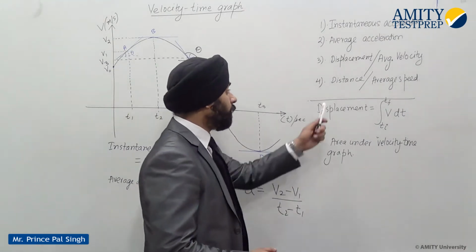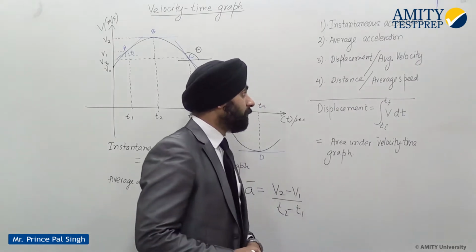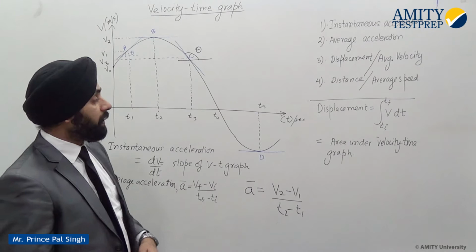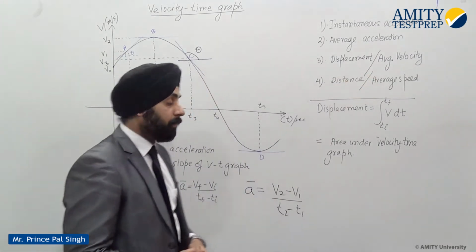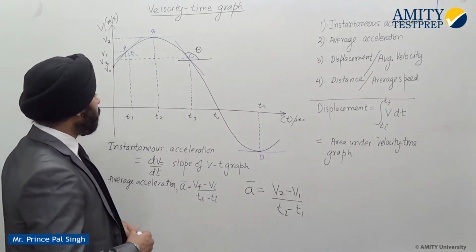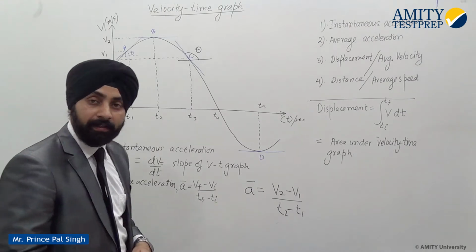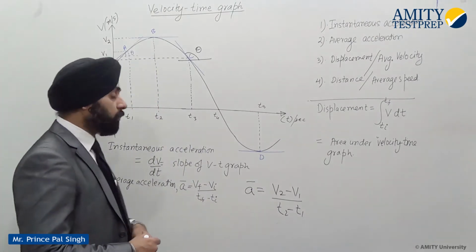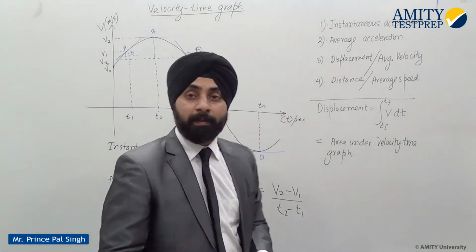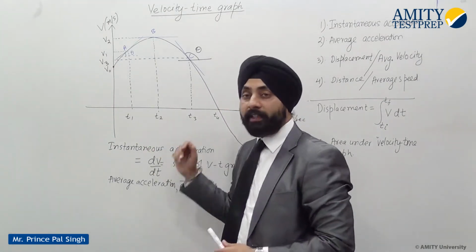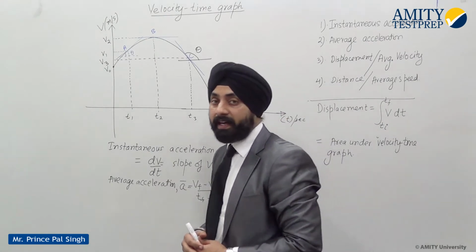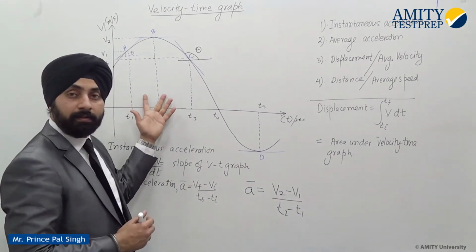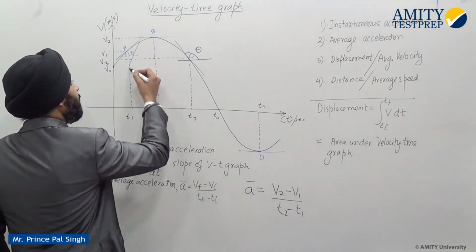We can also find the distance and average speed. For average velocity, you find the displacement of the particle and divide it by the time taken. Let's say we want to find the average velocity of the particle from t1 to t3. For that, we have to find this area, that is the area that I am shading over here.